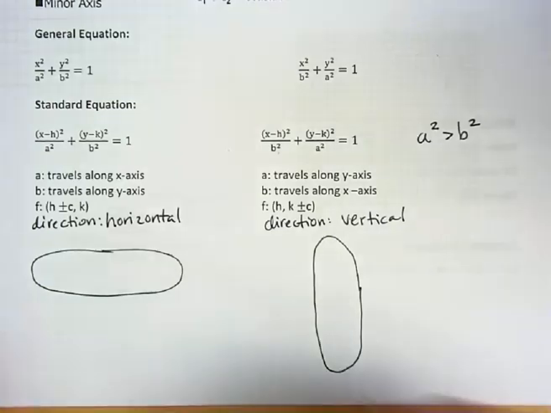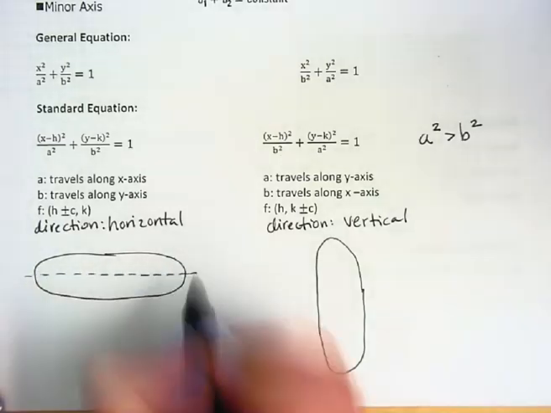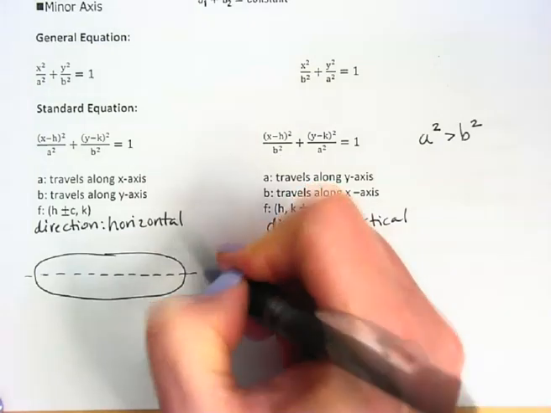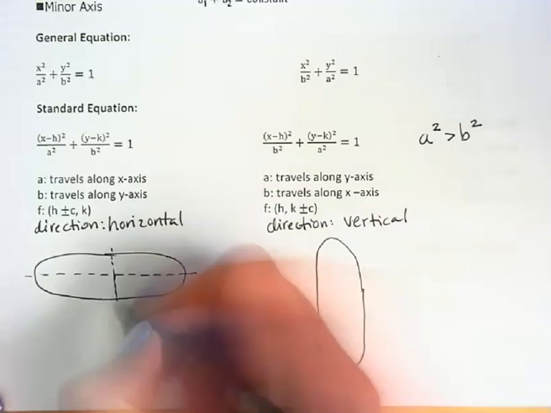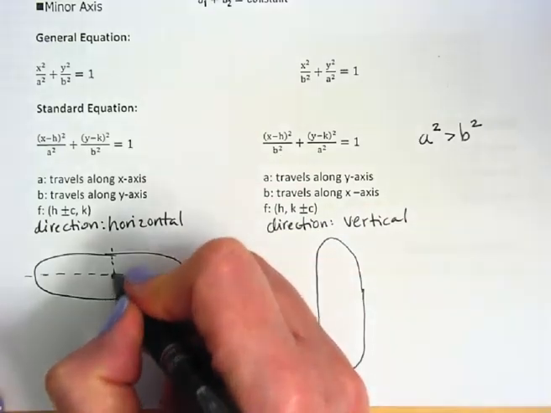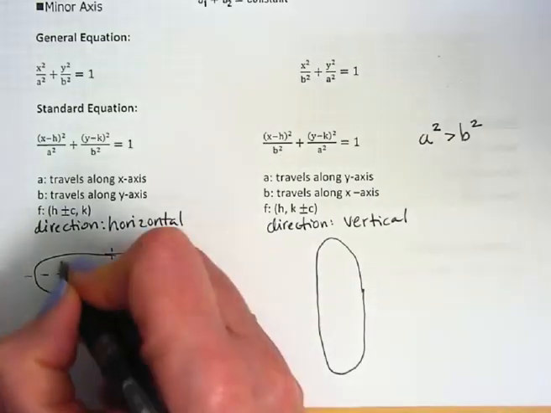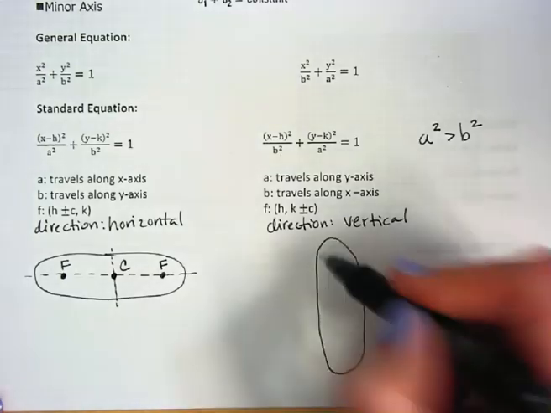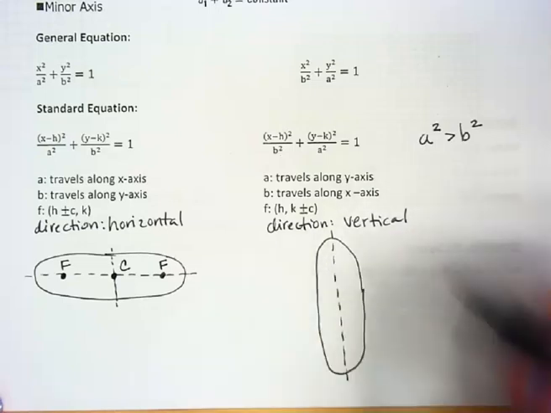And then each of these will have a minor and a major axis. The major axis goes along the center of the length of the ellipse, and the minor goes along the center of the width. Where they intersect is your center, and the two foci are always on the major axis. On a vertically oriented ellipse, we would have this as our major axis.